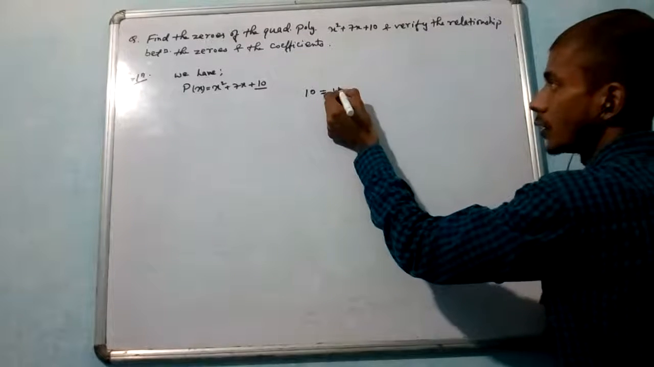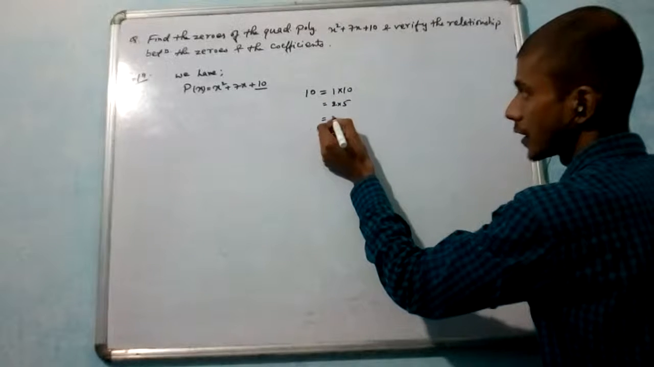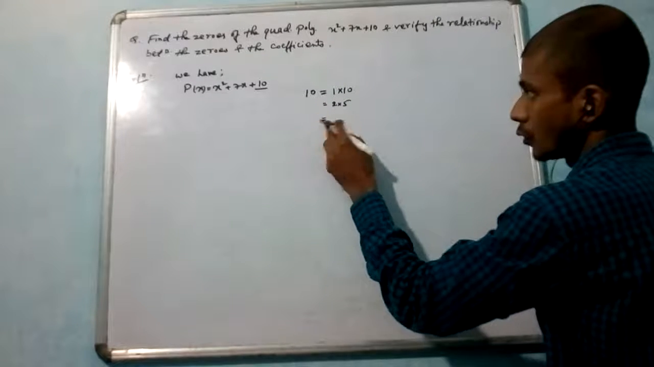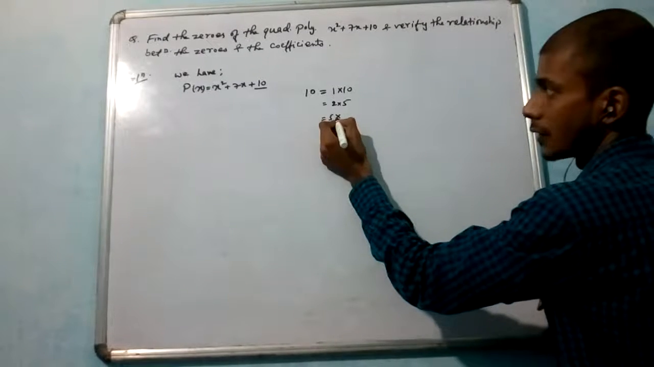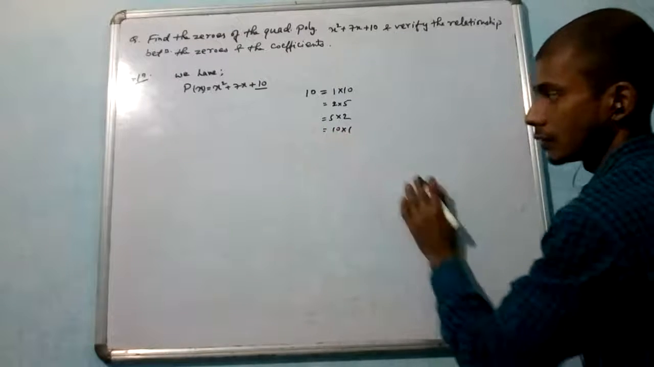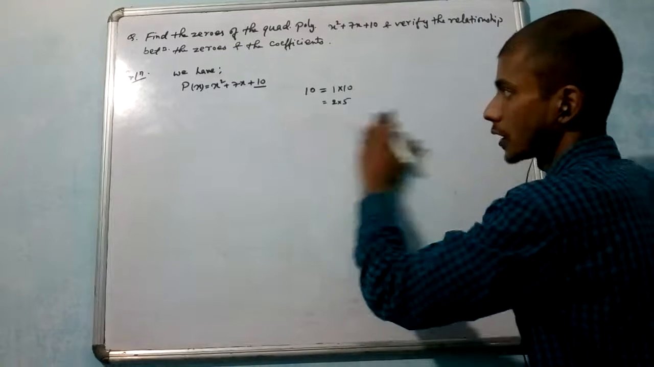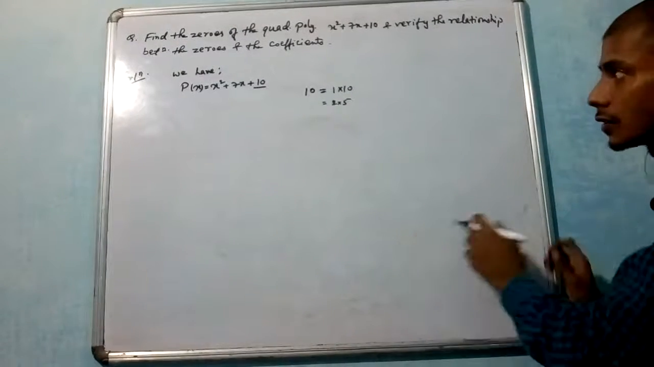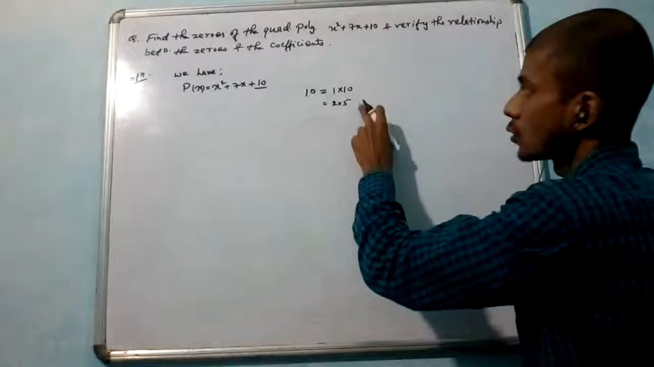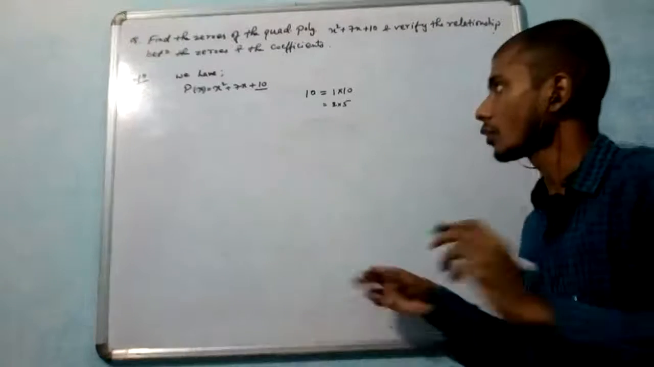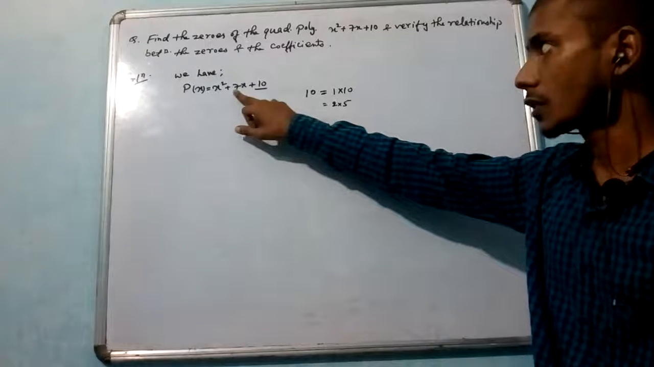So we will start from 1 into 10, then 2 into 5, then again 5 into 2, which will be the reverse of this, and then 10 into 1. So these two are the same, the reverse of this. No need to take this. These two only we have to consider. Now we have to see what we want in the middle: plus 7.